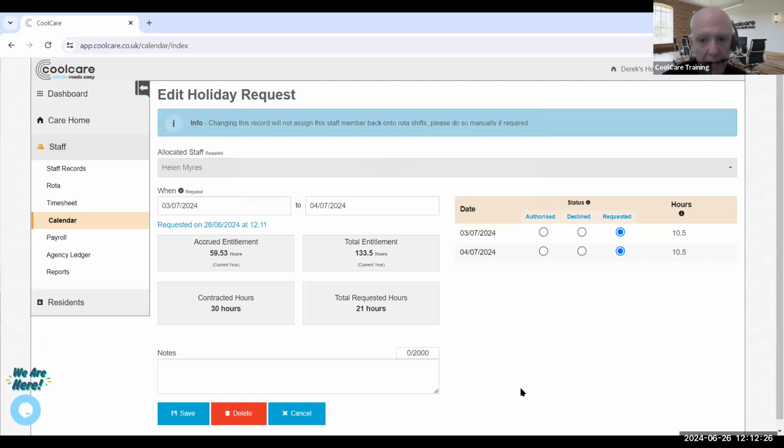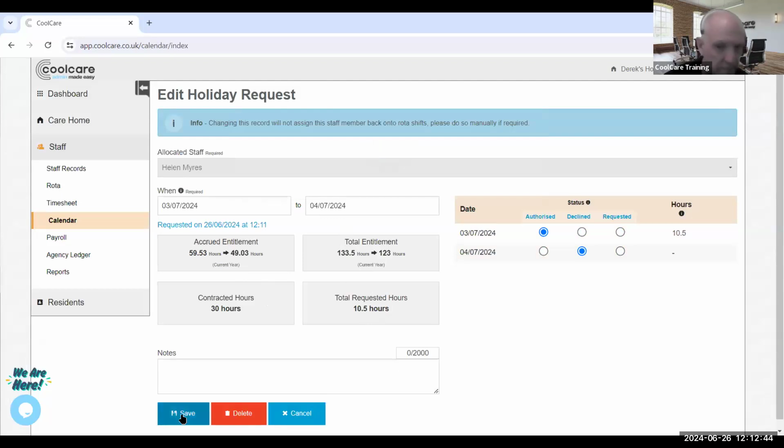So what I'm going to do with Helen is I'm going to authorize this one. I'm going to decline this one here. Now you can see it's changed. She's only going to have 10.5 hours taken away for this. You can also see, by the way, her accrued entitlement here, her total entitlement here, and her contracted hours.